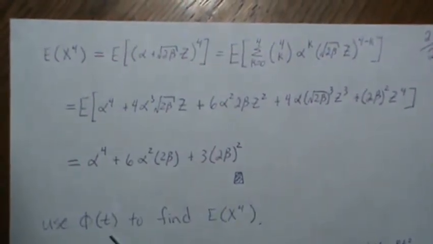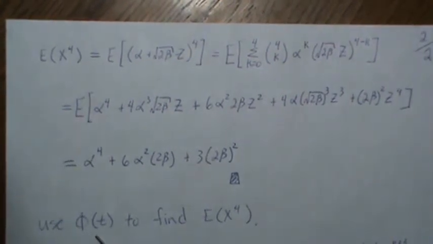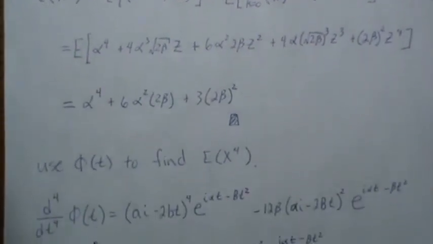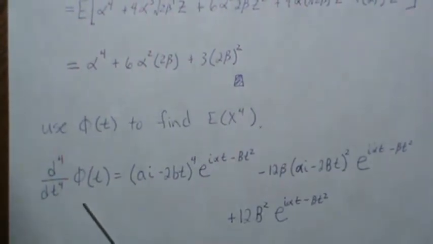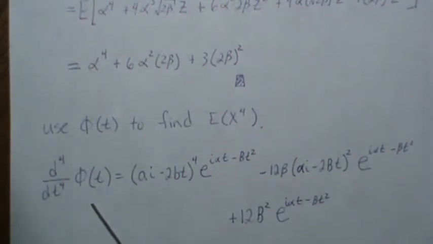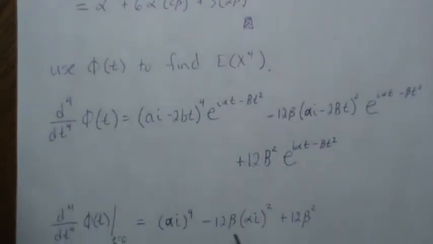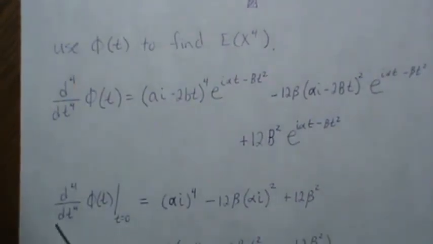So now let's use the characteristic function to find the fourth moment, and that says we need to take the fourth derivative of the characteristic function with respect to t. And it was somewhat tedious, and so I did not provide every step, but this is what I came up with in the end. Now we need to evaluate this at t equals 0 for the fourth moment. And I probably should have put the expected value of x to the fourth is equal to this.